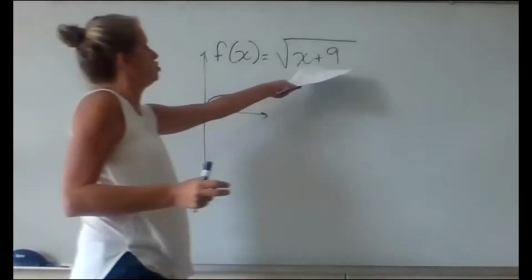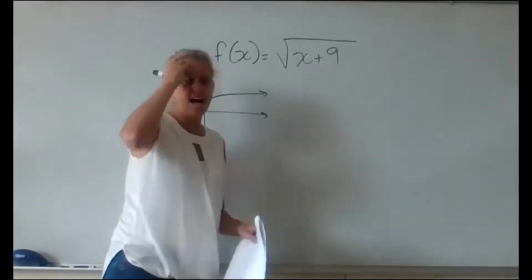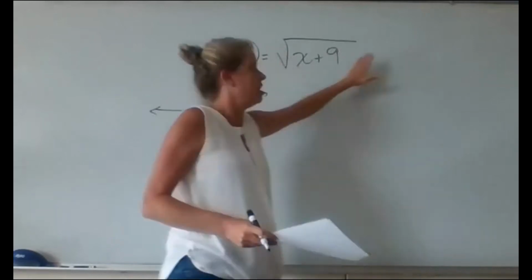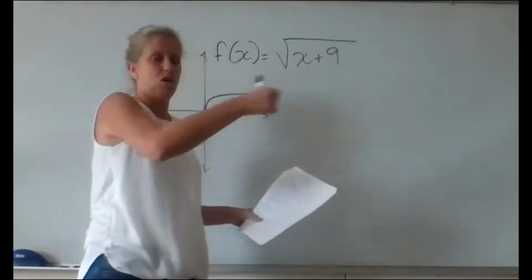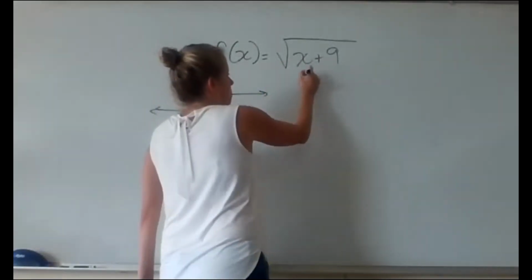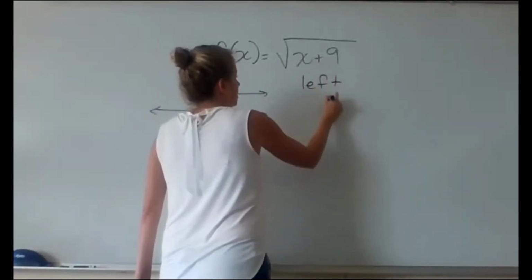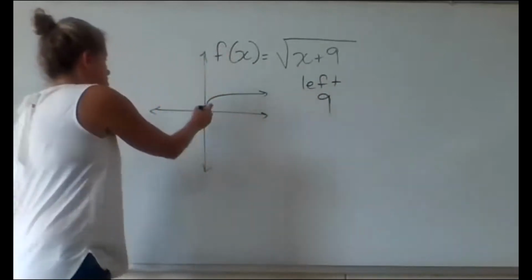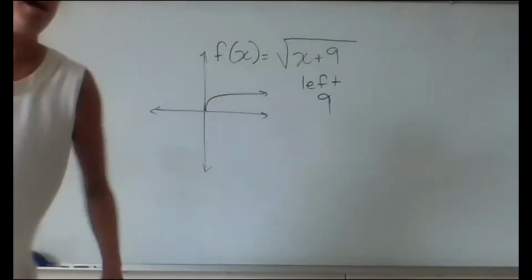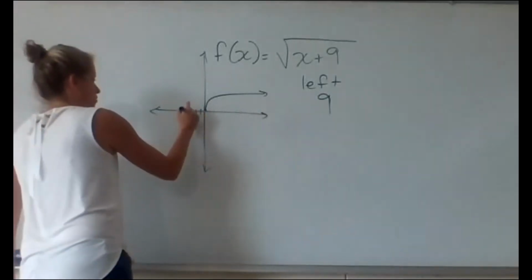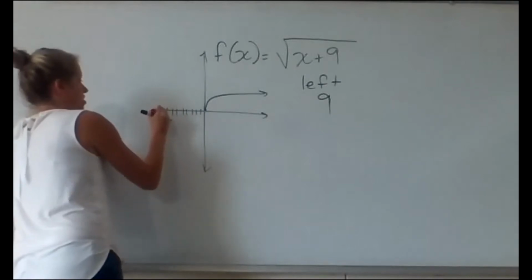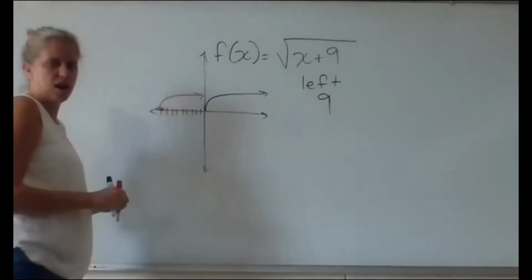But where do I need to shift this one? That's an inside number. If it was an outside number, it would be outside of the square root over here. So an inside number shifts me horizontally, left or right. Since it's a plus 9, I'm going to go to the left 9, which means the shape of this graph would move to the left 9 spots. So 1, 2, 3, 4, 5, 6, 7, 8, 9. So my graph would start here now and travel that way.